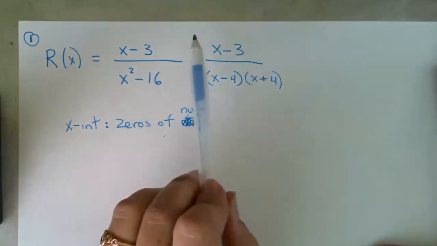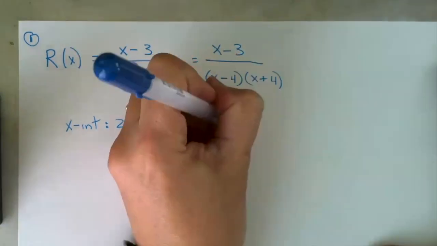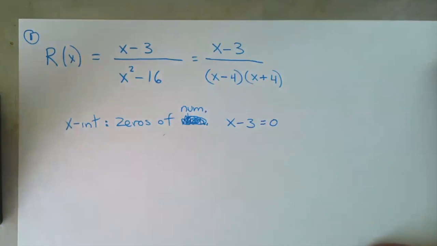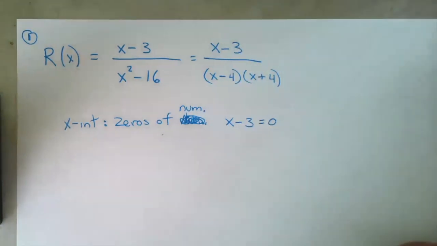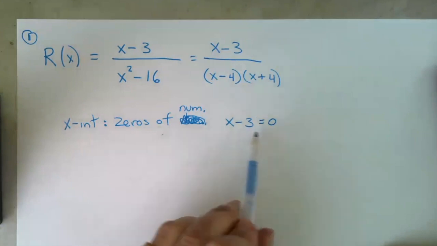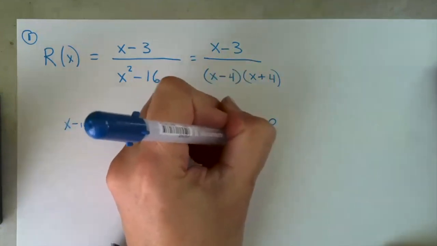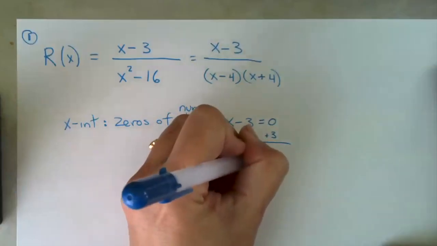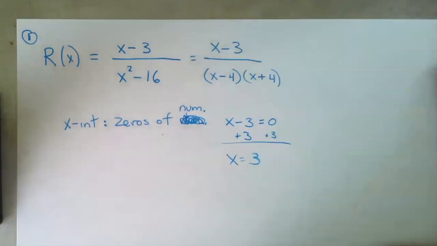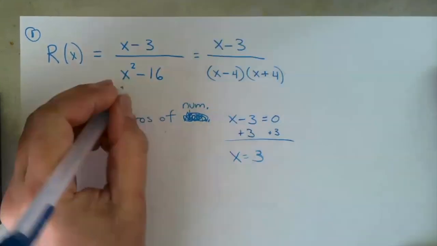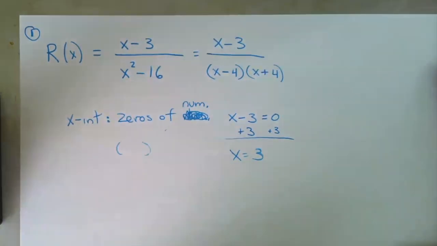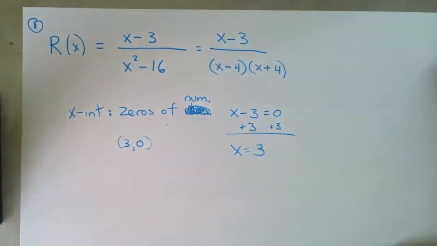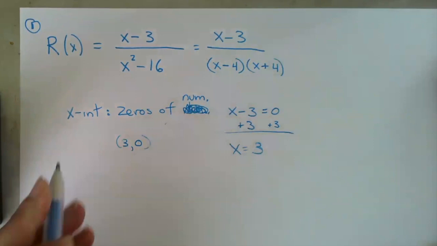Well, we take a look in our numerator here. We have only one factor. We take that factor and we set it equal to 0 and we solve it. And if we had multiple factors, we'd do the same for each of them. So x minus 3 equals 0. Opposite operations tells us we're going to add 3 to both sides. x equals positive 3. And so that is the x-intercept, where it intersects the x-axis, which means our x is a value of 3 and our y is a value of 0.